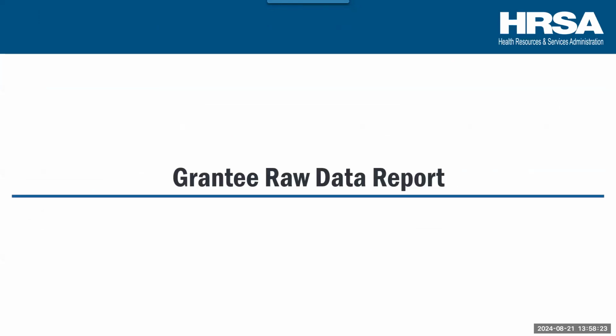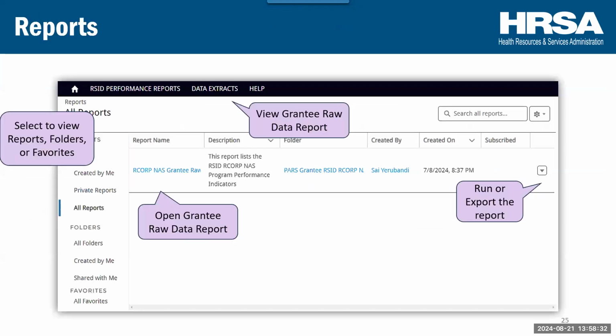All right, so now that we've gone through that process, let's take a look at your grantee raw data report. To access your grantee raw data report, select Data Extracts from the top navigation bar or the widget on the bottom of the home page.